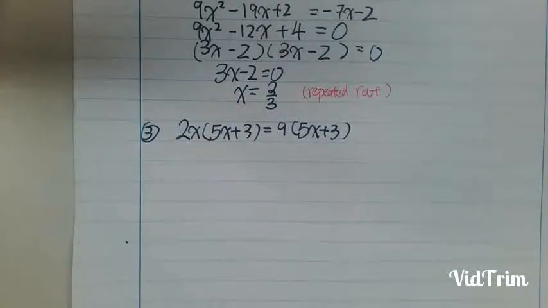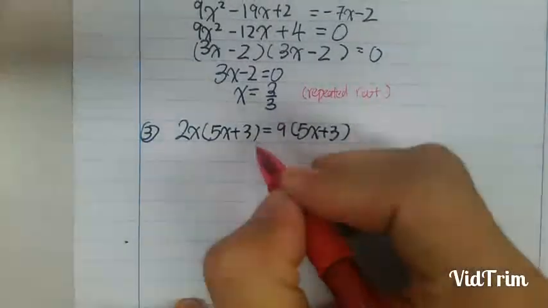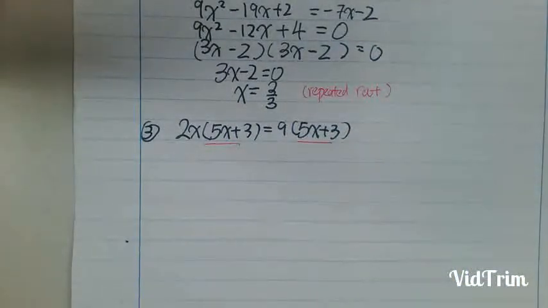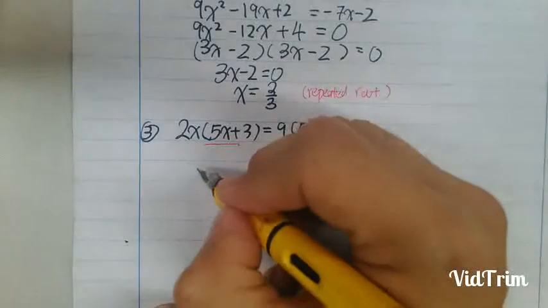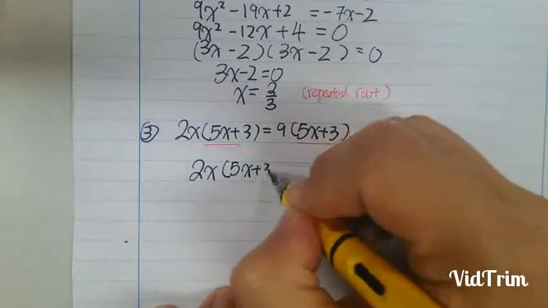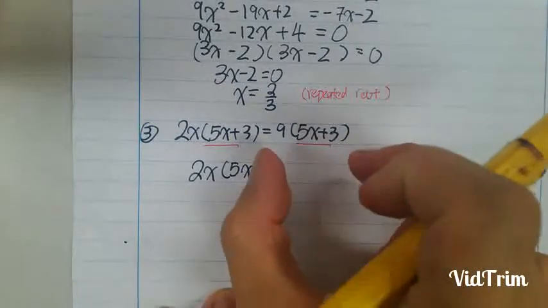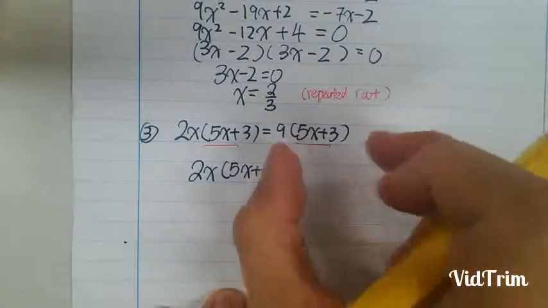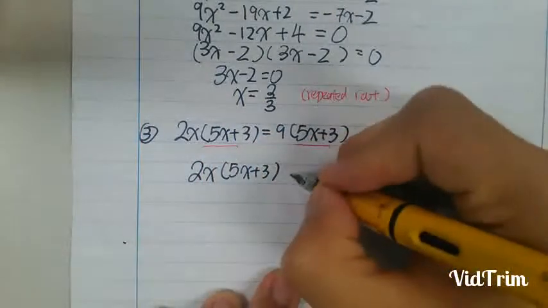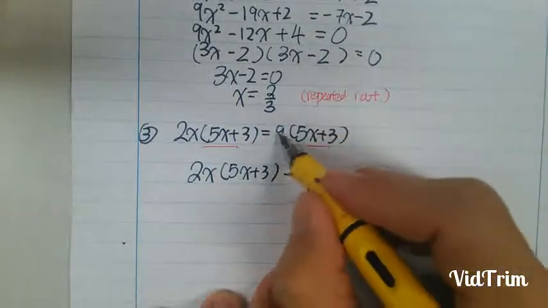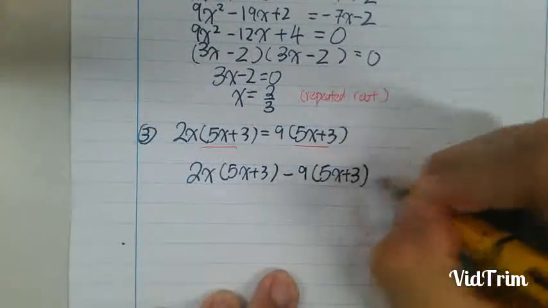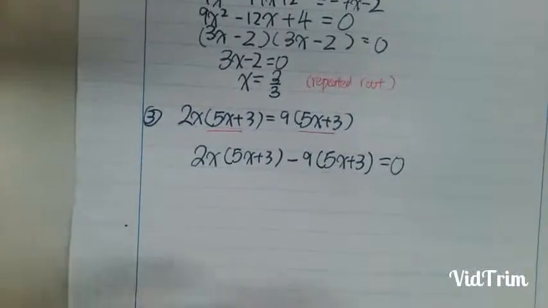If you notice that the term here, it is 5x plus 3 and 5x plus 3. They are actually the same term. So maybe we can try to factorize this term. So what I do here is this. I will minus 9 times 5x plus 3 on both sides. So in a way, this whole term will come over to the left hand side. Here is plus 9, onto the left hand side is negative 9 times 5x plus 3 is equal to 0.